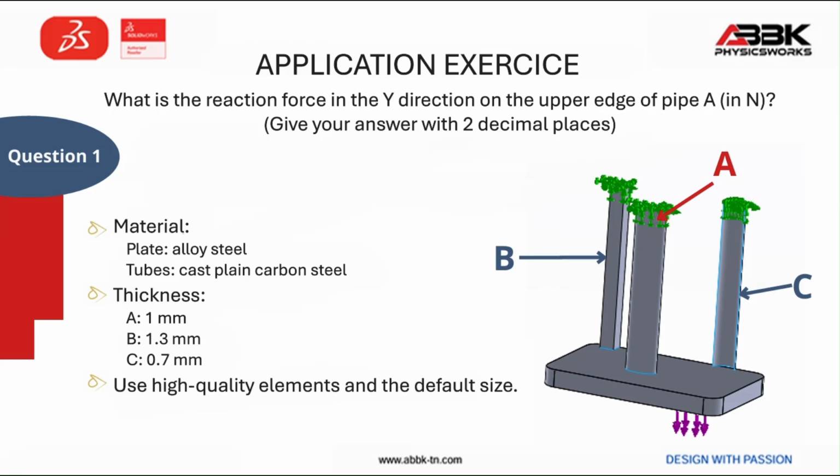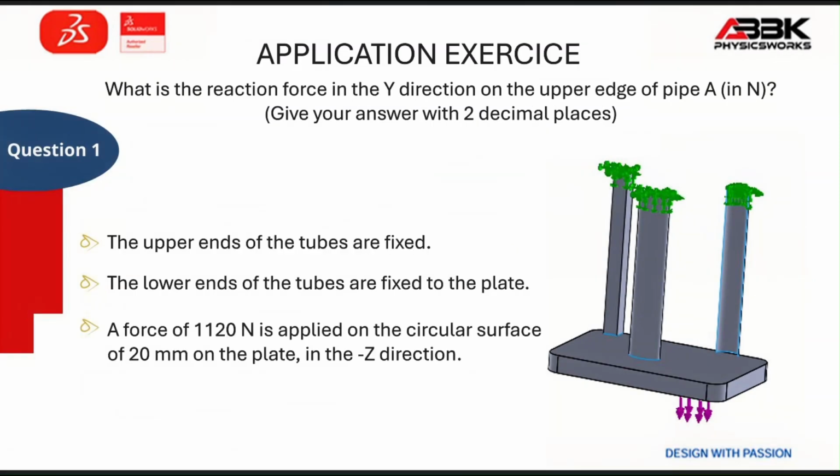We have the top ends of the tubes fixed, and the bottom ends are fixed on the solid part, meaning a bonded connection. We have the force on the circular face pulling the part downwards. Then we can check the reaction force in the y direction on the top end of the tube labeled A.